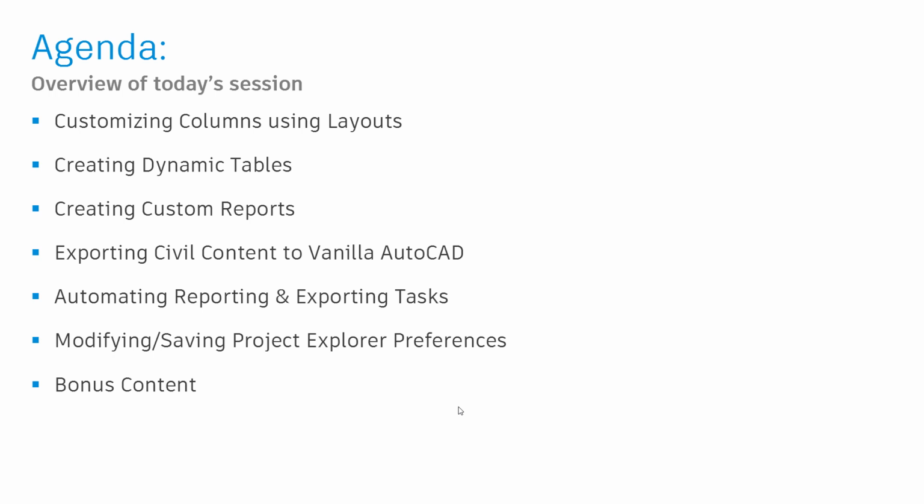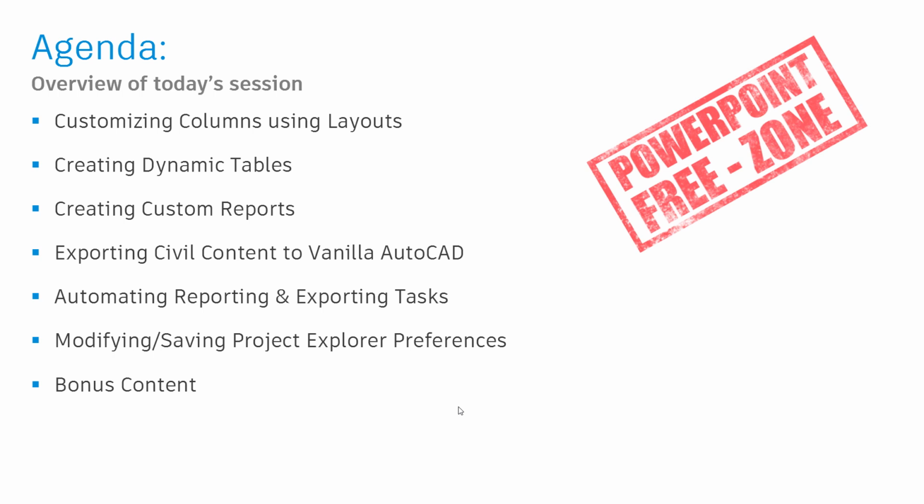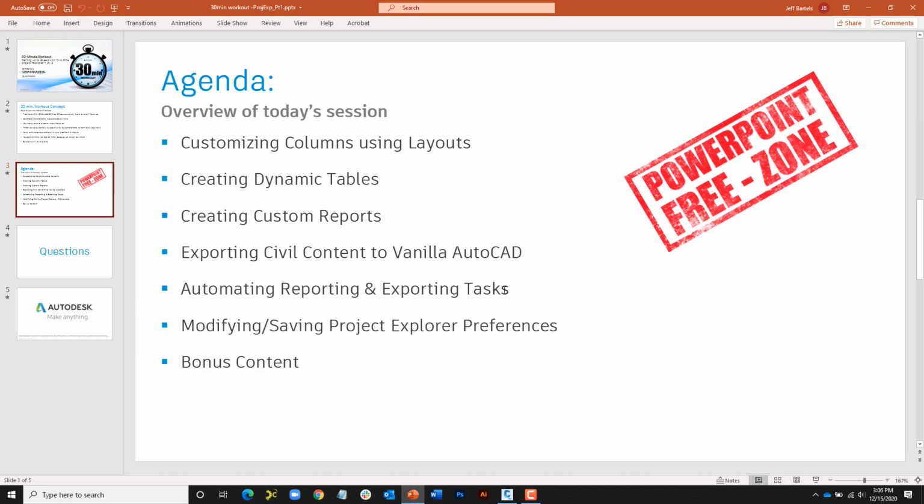And then we will wrap up by looking at some of the preference adjustments that we can make in Project Explorer to customize it better to suit our needs. In the event we get through everything that I want to talk about today, I've also got a topic there called bonus content, because there's always things we can talk about. In the event we don't get to the bonus content, we'll just push that to a future session. As always, this will be a PowerPoint-free zone. We will be working live in the application today for the duration of our time together.